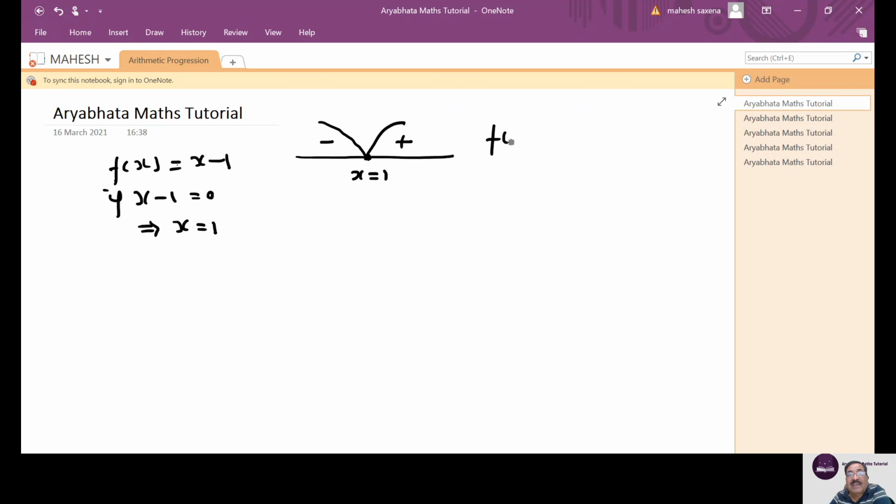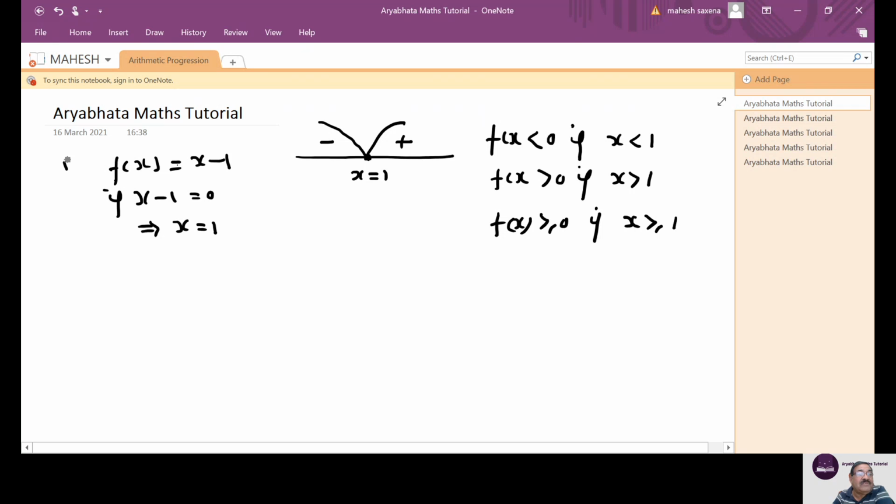Now f(x) will be less than 0 if we take the minus sign, that is x is less than 1. f(x) is greater than 0 if we take the positive sign, that is x is greater than 1. f(x) is greater than or equal to 0 if x can also be 1, therefore if x is greater than or equal to 1. Now I am taking the second example.